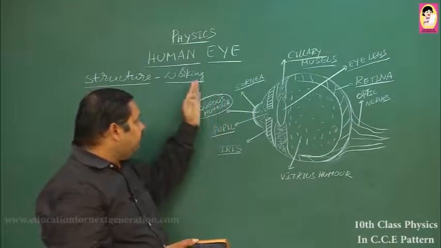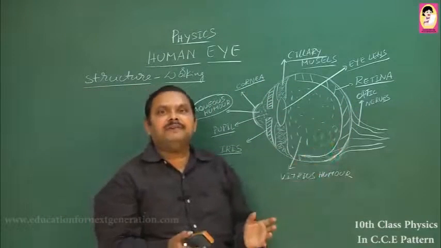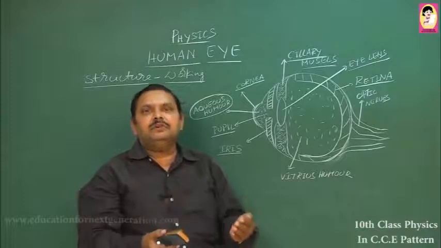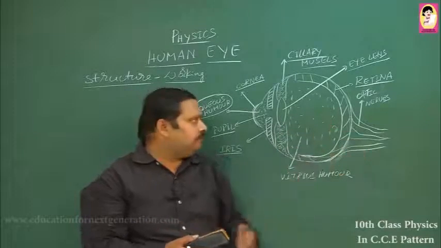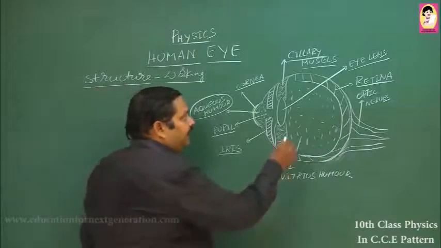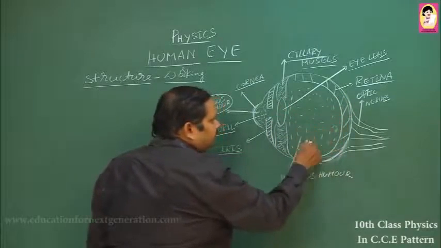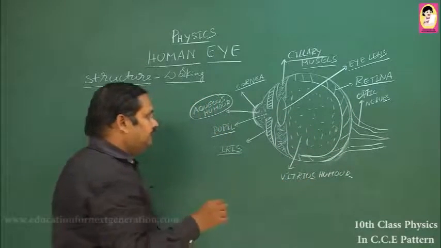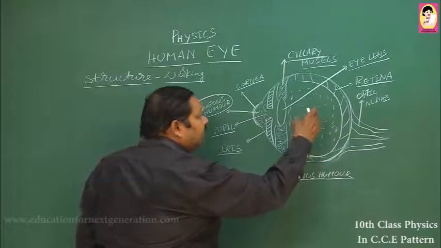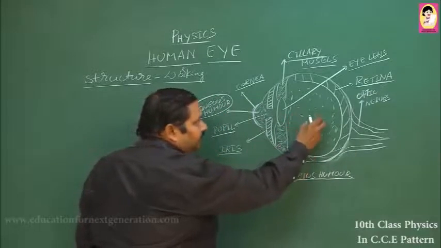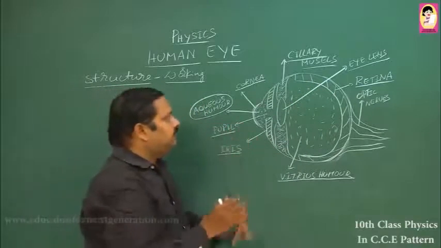Whatever the object kept in front of the eye, its image will be focused exactly on the retina. So, the retina behaves like a screen and it is useful to hold the image of the object that is placed in front of the eye. And next, the gap between the eye lens and retina is filled with another transparent jelly-like material called vitreous humor. This vitreous humor is a filling. If vitreous humor is not there, the eyeball won't be in the shape of a sphere. It is just like a filling.